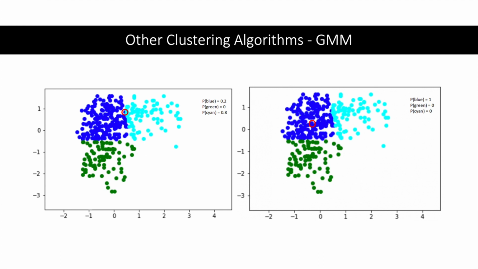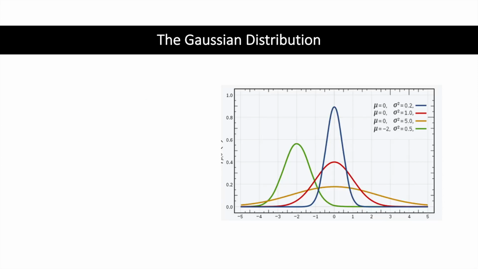However, next consider another point on the left picture. This is somewhere between 2 different clusters. The probability of this point being part of the green cluster is of course 0, and the probability that it belongs to blue and cyan is 0.2 and 0.8 respectively. Gaussian mixture model uses a soft clustering technique for assigning data points to Gaussian distributions. Now you may want to know what these distributions are. So let's discuss Gaussian distribution.